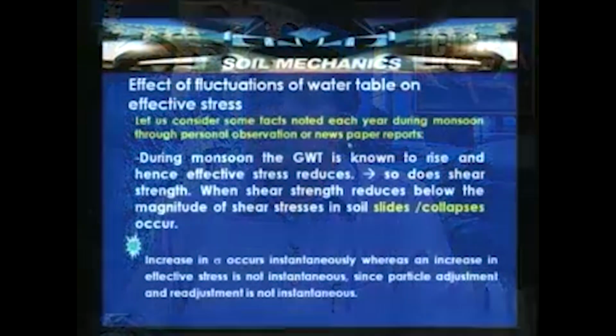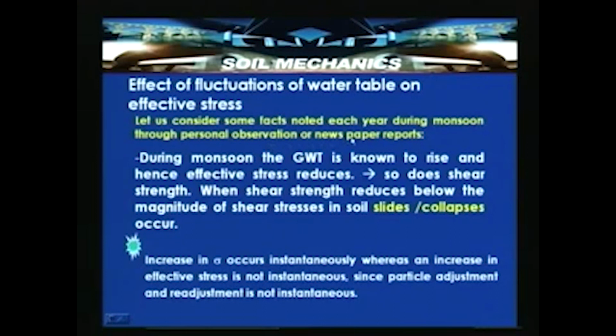Let us consider some facts noted each year during monsoon through personal observations or newspaper reports. During monsoon, we always see that the groundwater table is known to rise, and hence the effective stress reduces, as we discussed in the previous slide. And so does the shear strength. When the effective stress reduces, the grains are deprived of generating contact stresses, so the shear strength reduces.